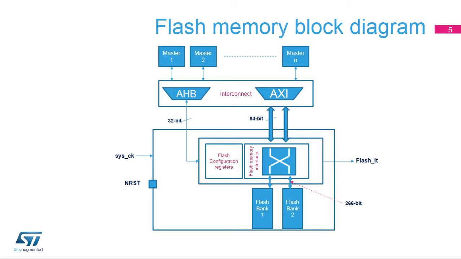This figure shows the flash memory high-level block diagram. The flash interface implements a dual AXI bus interface for code and data accesses and an AHB interface to configure the flash memory interface. The AXI interfaces can request a read or program operation at the same time.